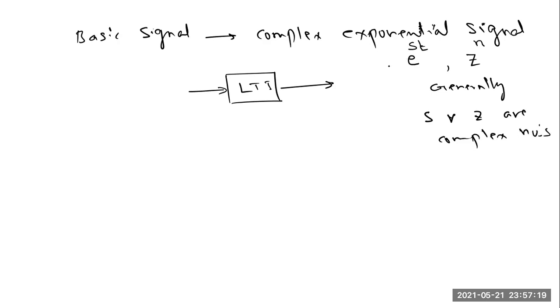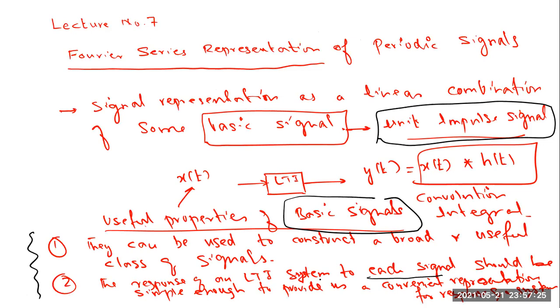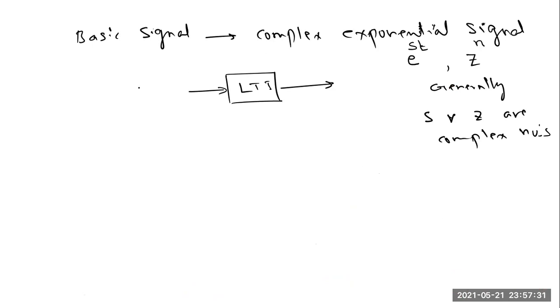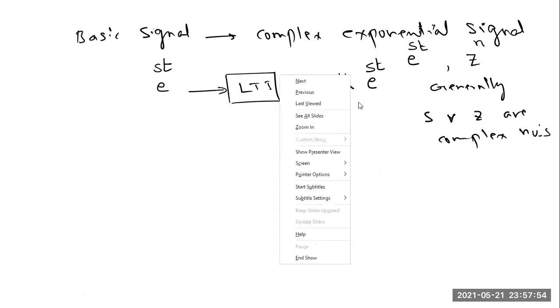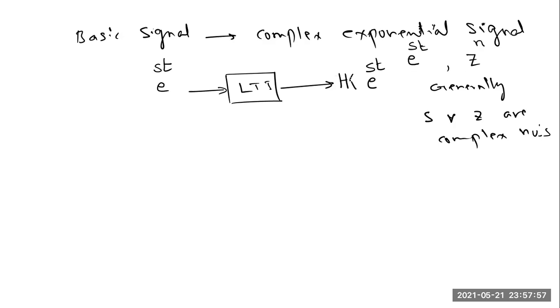So let's find out whether this signal has this property. Which property? The second one: the response of an LTI system to each signal should be simple enough. And we can easily see this, and I will prove this in a short while, that if this is a continuous time system, and if you apply a signal of the form e raised to power st, the output of the system to this input is very simple. It will be the same e raised to power st multiplied with some constant that I represent as h function of s.